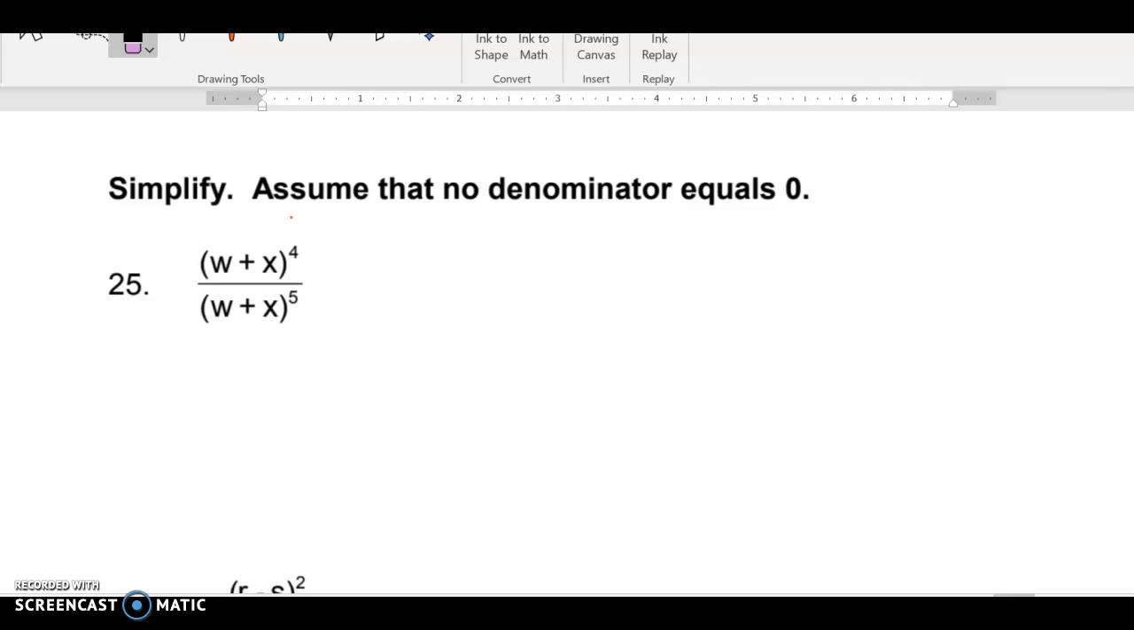This is some information on 11-3. These were some common missed problems.